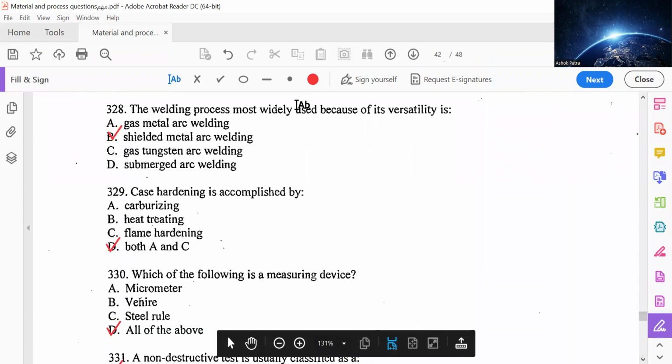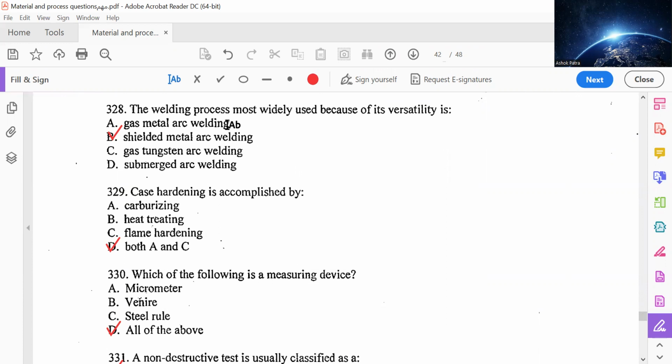The welding process most widely used because of its versatility is shielded metal arc welding. Cheaper, anywhere it can be used. Not required to transfer many things. You only need a welding machine and electrode. Case hardening is accomplished by carburizing and flame hardening, not heat treating.